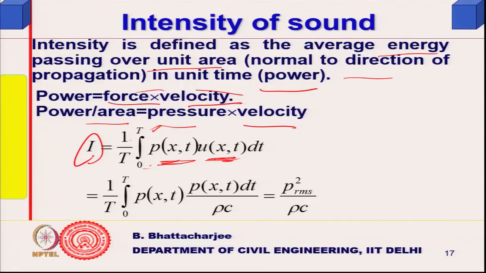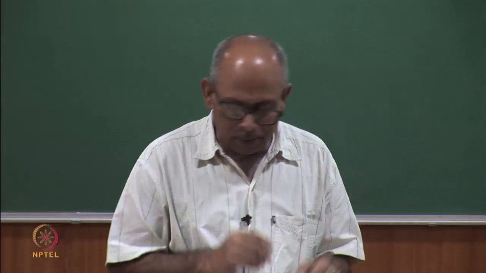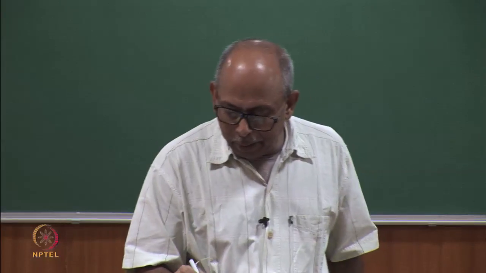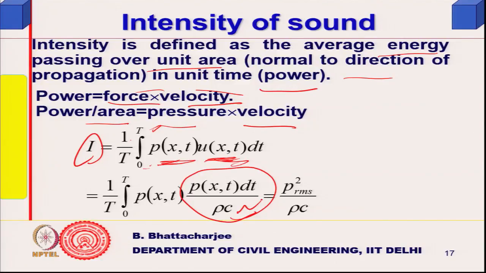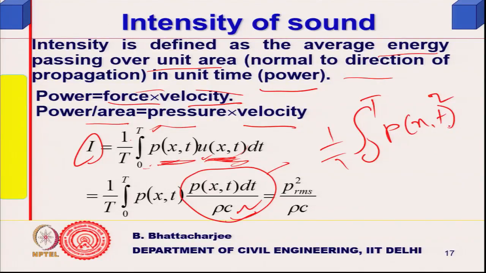And that will impinge on my ear as well. In any medium I am looking at, it will be this. And remember, u can be written like this, because my acoustic impedance is rho c. Pressure p(t) divided by velocity u(t) was rho c. So, therefore, I can write u(t) in terms of this, and it comes out to be p square by rho c. So, this comes out to be integral 0 to T, 1 by T, p(t) square, because p square is coming, divided by rho c.